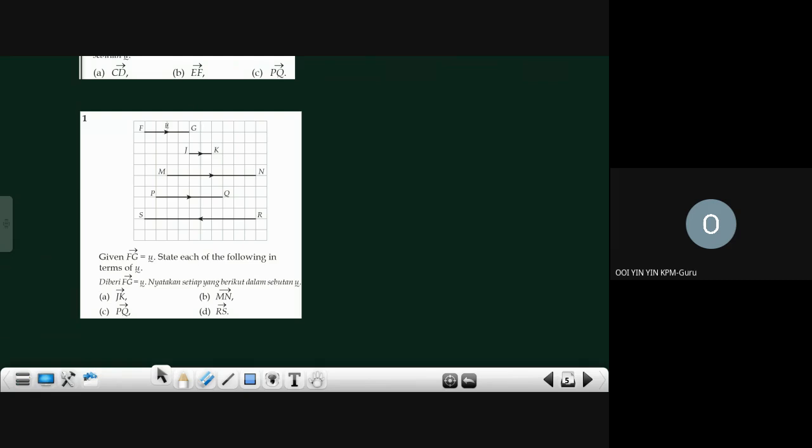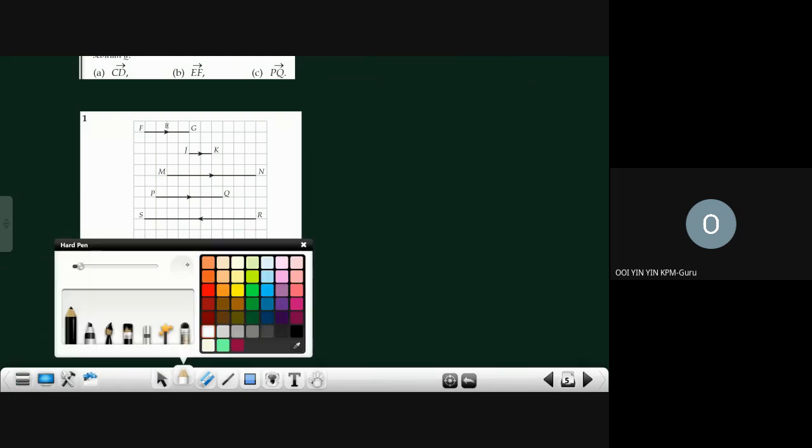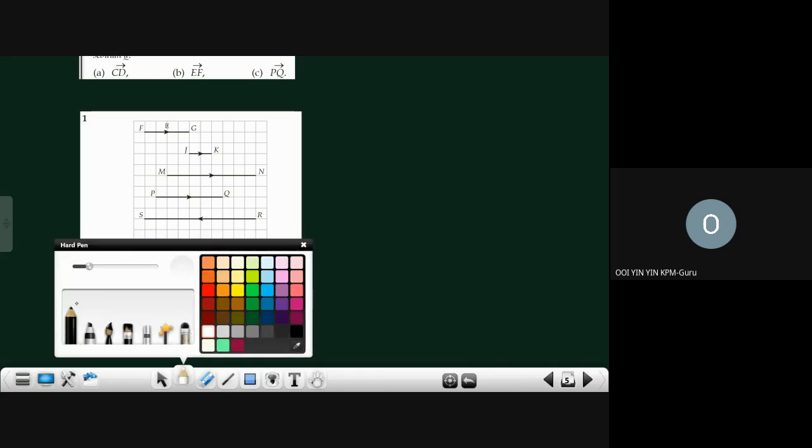Now these questions here are the same as the one just now. Given that your original FG equals U. Can you see your FG equals U? So this is the original one, right? And then state each of the following in terms of U. That means you must express your A, B, C, D, all these in terms of U. So now we will need to check one by one. Just look at it carefully. Actually it's not hard, right?